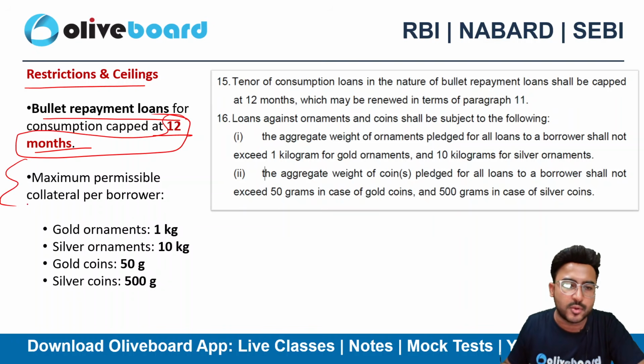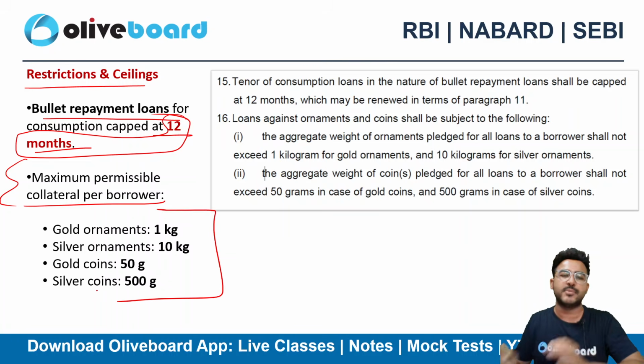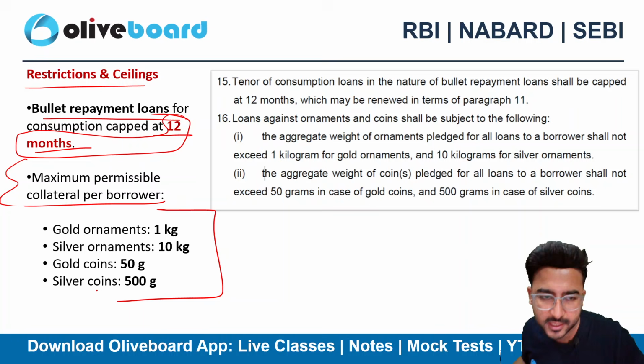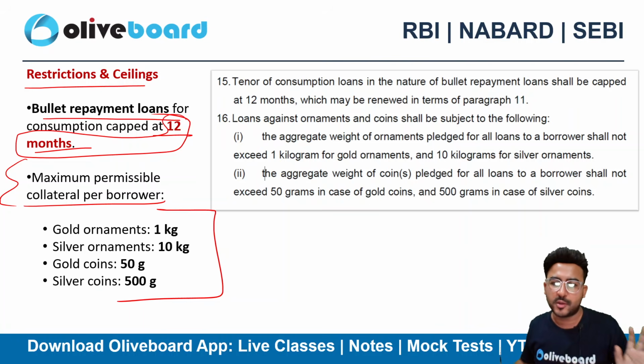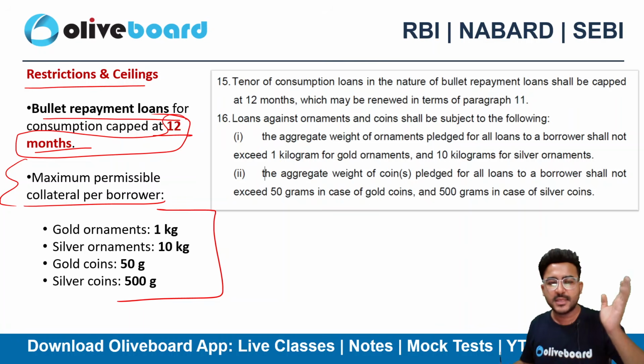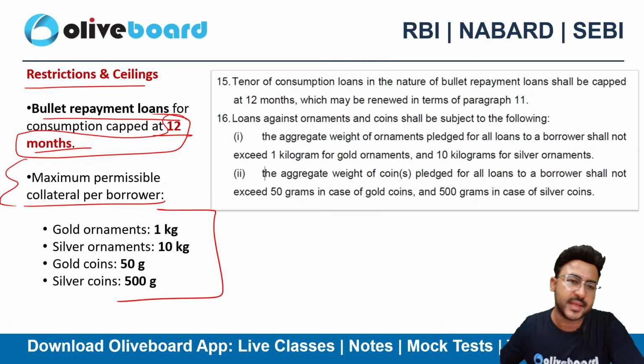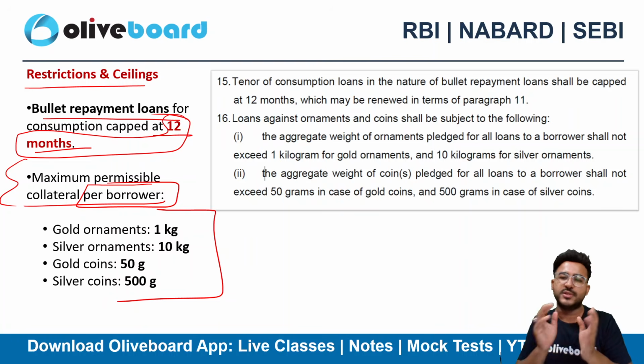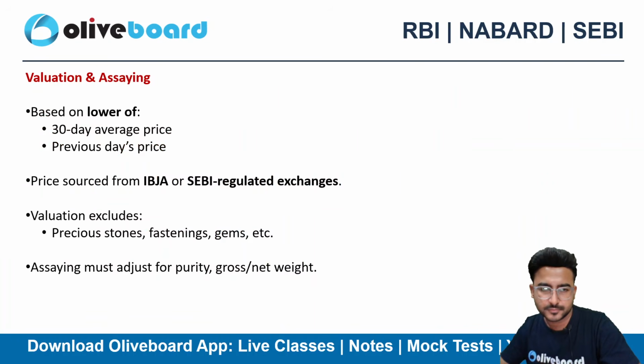Maximum permissible collateral per borrower, and this is the maximum collateral per borrower. If you are taking a gold loan, you cannot pledge more than 1 kg. If it's a silver ornament, then 10 kg is the limit. Gold coin 50 gram, silver coin 500 gram. That's the maximum limit here per borrower. Okay, per borrower. So regulated entities now need to check these kinds of conditions as well.